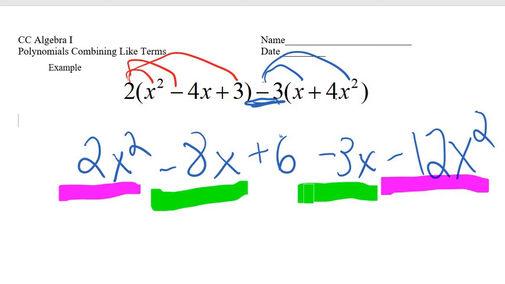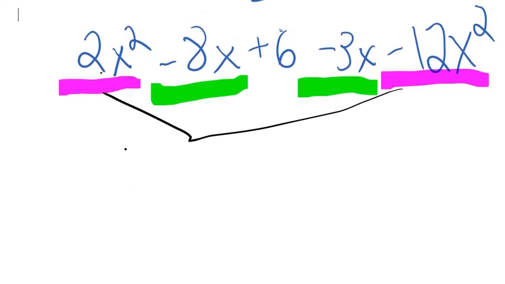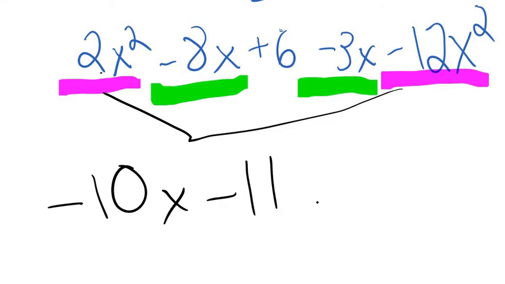So now we're up to step 3, which is we use the associative property and we group these together. Remember, in class we have some kids who like to use this bridge activity where they put the bridges together. It really doesn't matter what you do as long as you do it. So 2 and -12 is -10x squared. -8 and -3 is -11x.